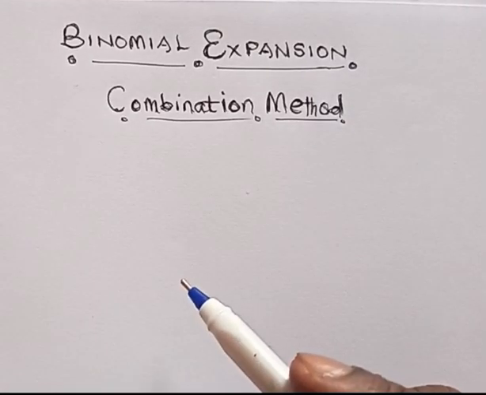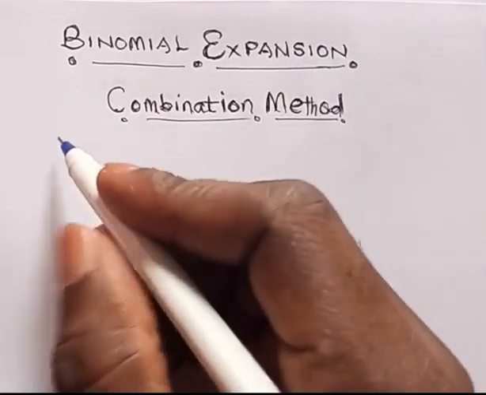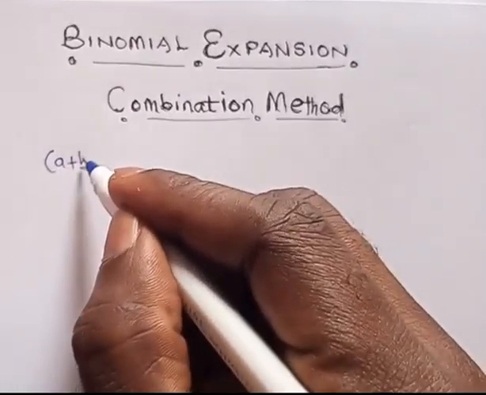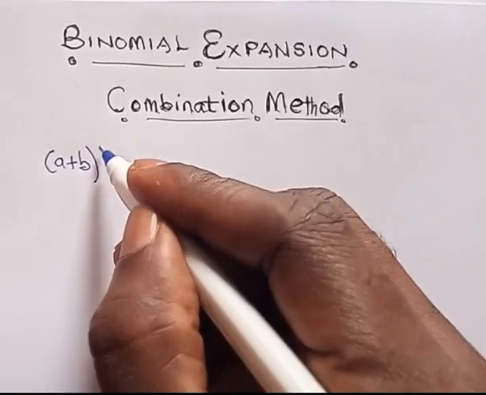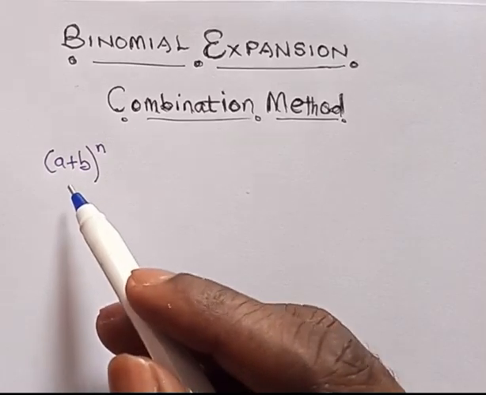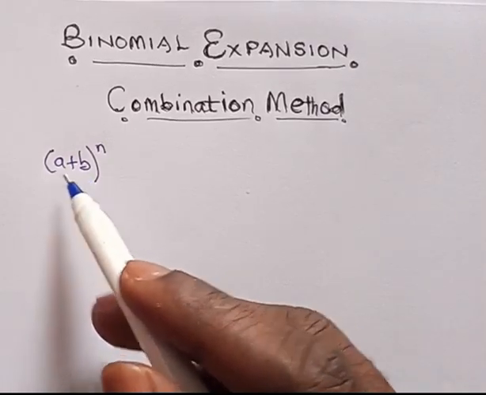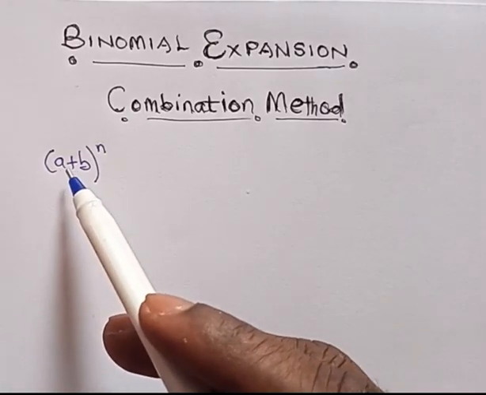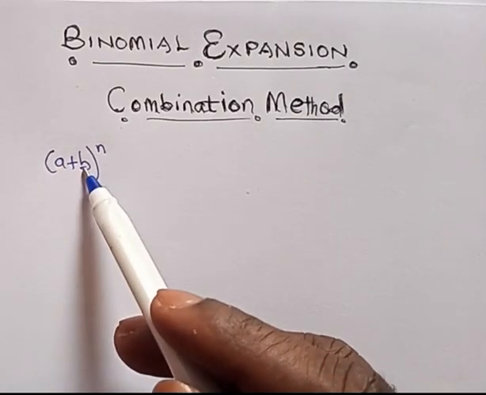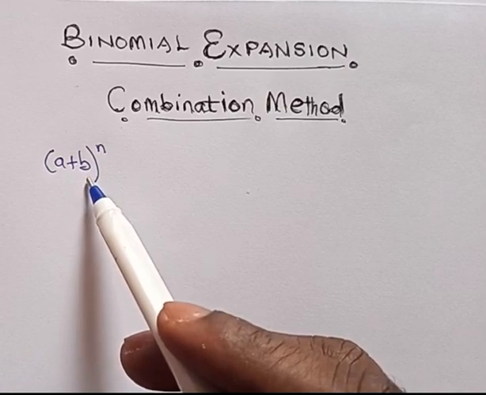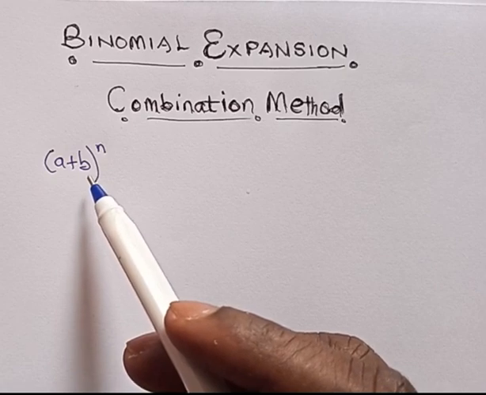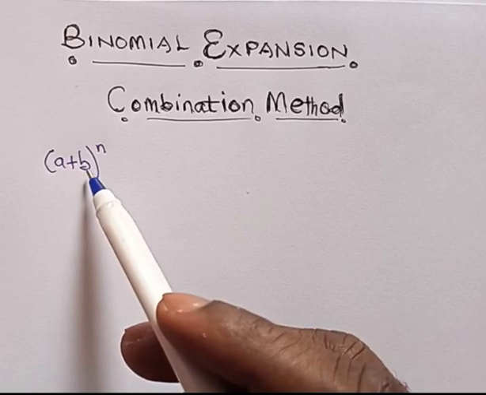Now let's take our binomial. We have a plus b to the power of n. Let's look at this binomial. I've already told you that it is a binomial because it involves only two terms. We have this as the first term, and this is the second term. That's why we say it is a binomial. Good. So we are going to look at how to use the combination method to do this expansion.